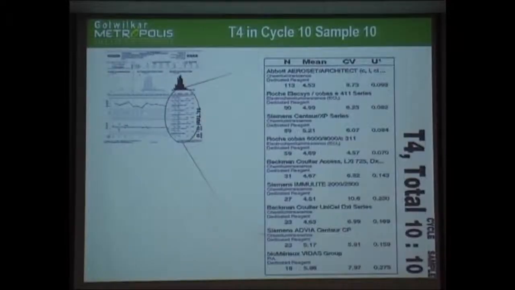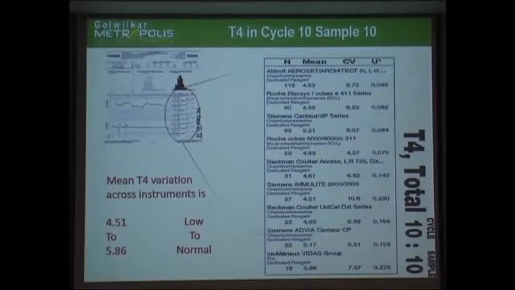The same thing here we can see with the T4 reports. The values vary from a lower side value of 4.51, which may go towards hypothyroid state, to a higher side value which is 5.86, which falls in the normal range.